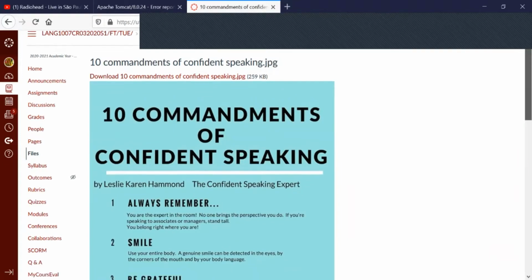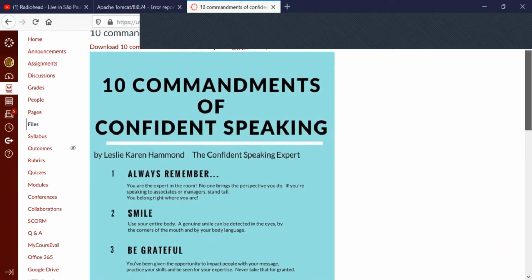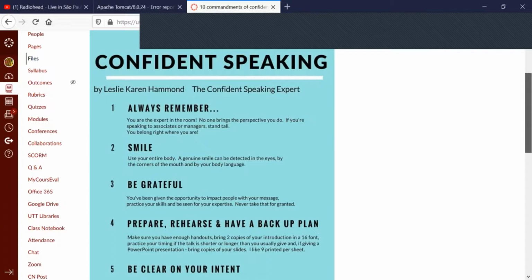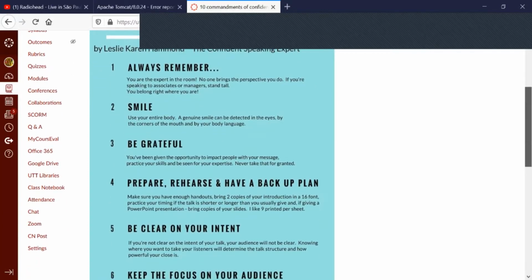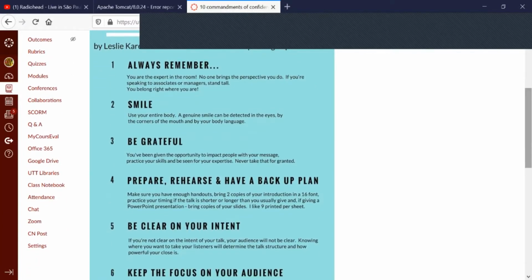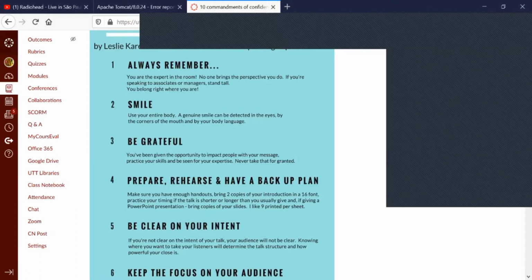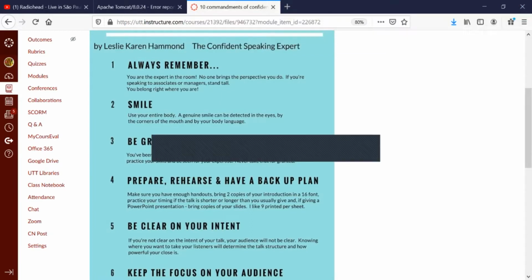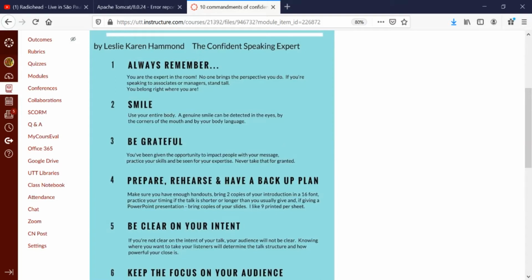So here are what they call the 10 commandments of confident speaking. Some of the things we will be stressing again. Remember that you are the expert. You are there to explain something no one else has yet explained, or no one has explained in the way you can explain it. So even if it's a topic that's been covered, the way you explain it is unique to you. And you have the ability to fully explain something in a way no one else can.